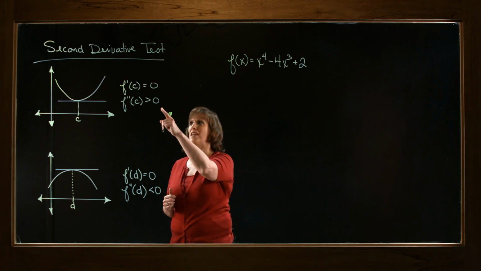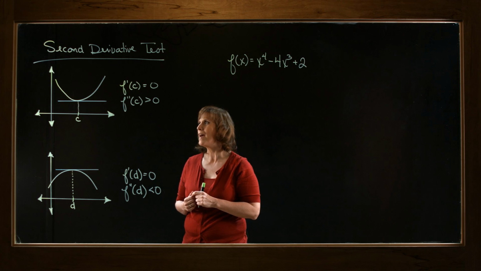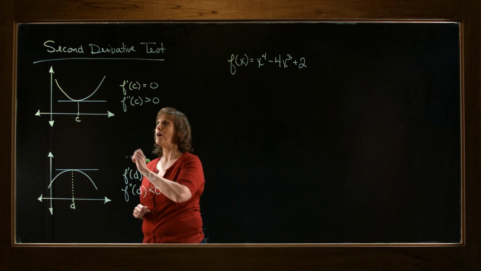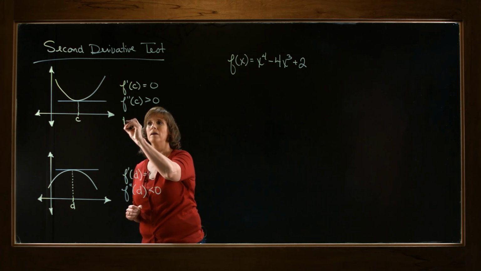In this first picture that I have drawn, the second derivative is greater than 0. In other words, it's concave up. And it turns out that if we have a horizontal tangent and it's concave up, the only way that can happen is if we have a relative minimum.